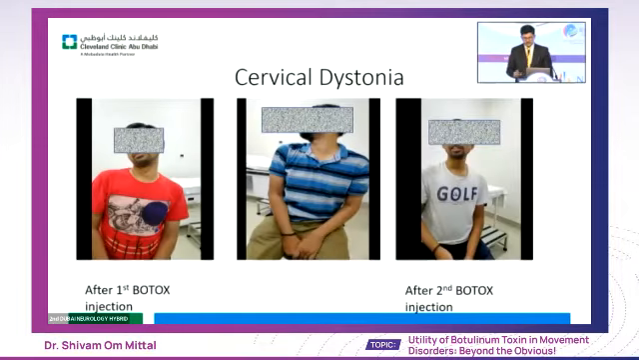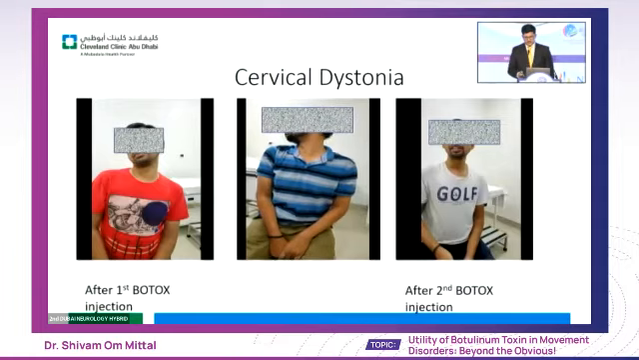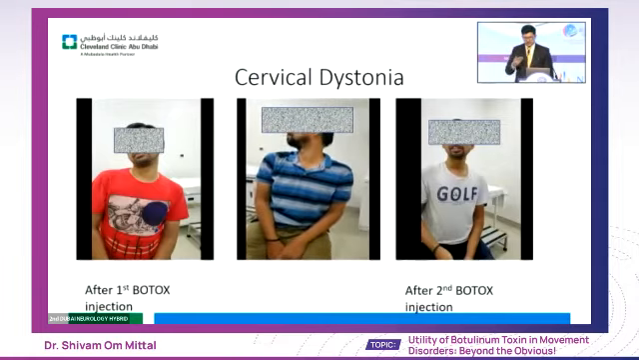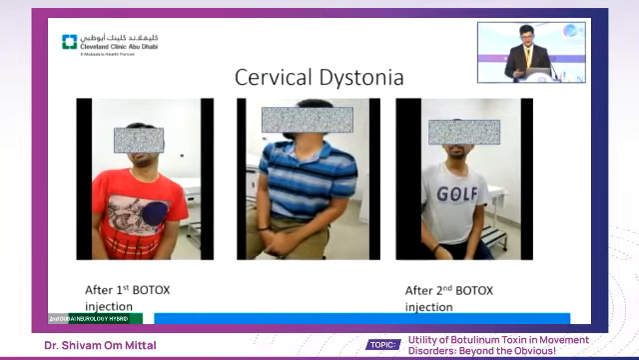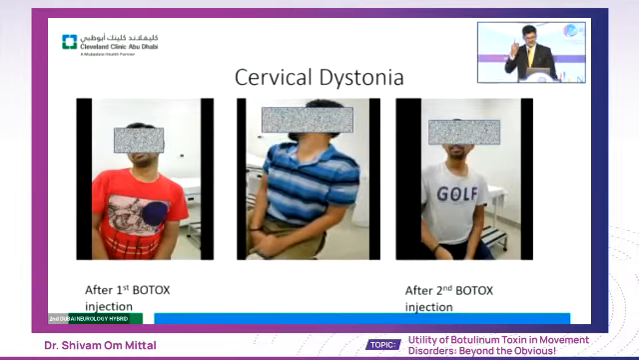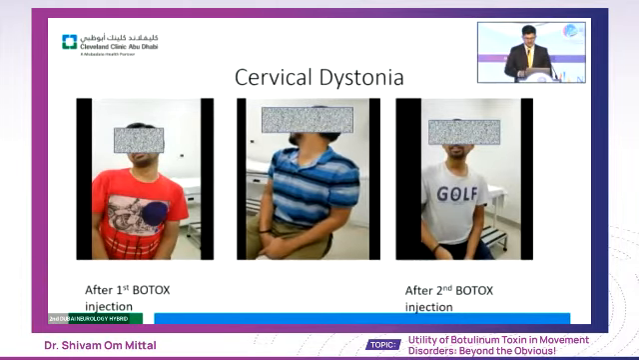Now the other patient, so this is the patient who has more of torticollis, where you see the patient is moving the head to the right and it's going backwards. So we know the left sternocleidomastoid is pushing the head towards the right, and the splenius capitis is pulling it backward. So these are the two major players in this patient.